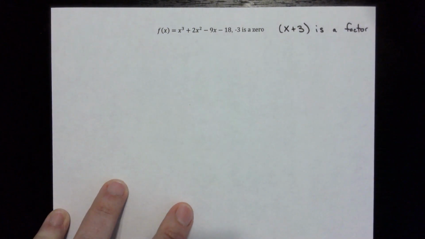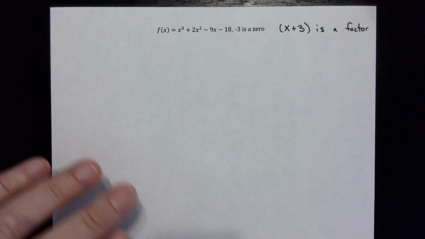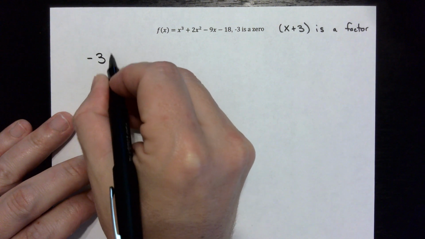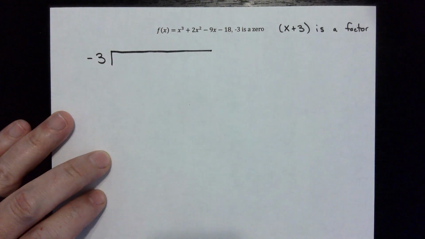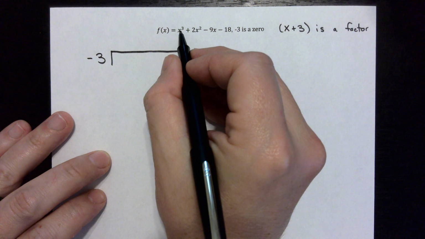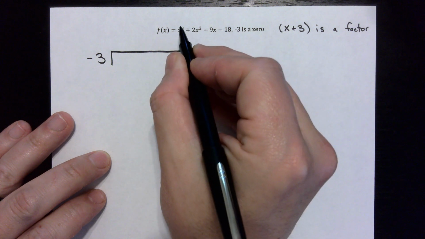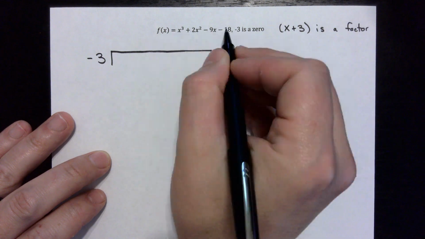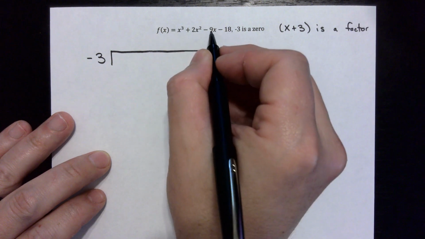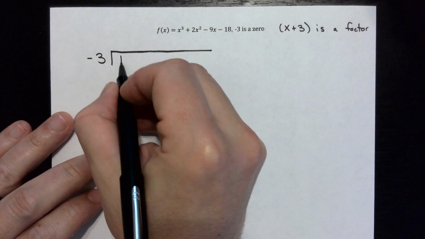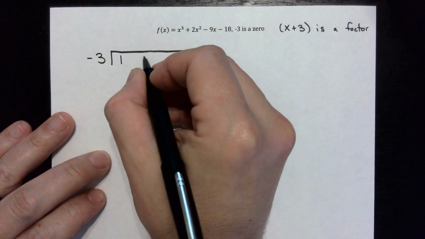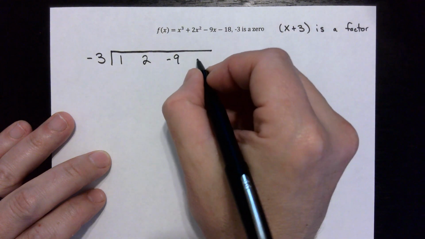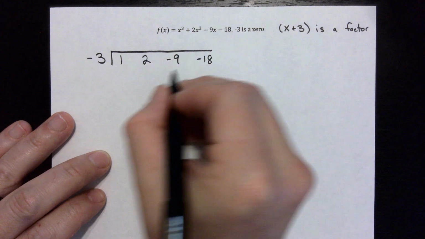Now we need to figure out the other one. We're given negative 3 is a zero, so that's the number I'm going to put out in front of the synthetic division house. And now I make sure I'm not missing any terms. I have x cubed, I have x squared, I have x to the 1, and I have my number, so they're all in order and none's missing. So now I just put the coefficients down here. The x cubed has a coefficient of 1. The x squared has a coefficient of 2. The x has a negative 9, and then the number is negative 18.